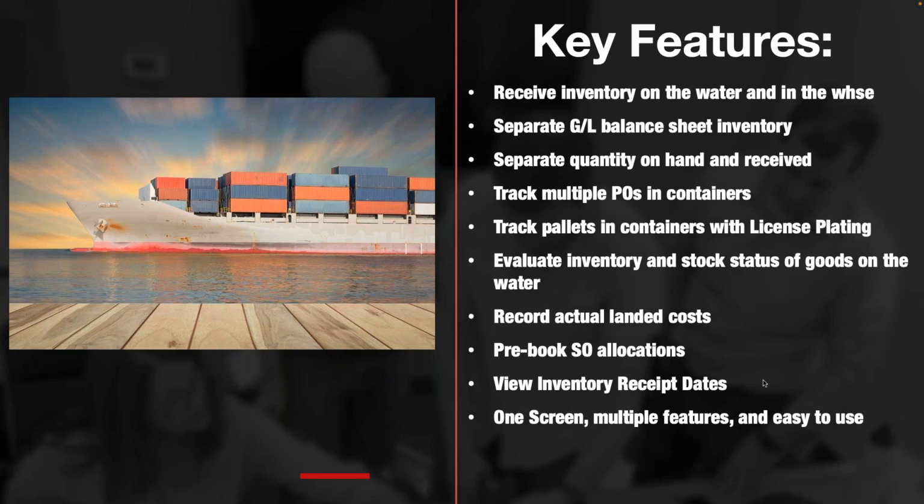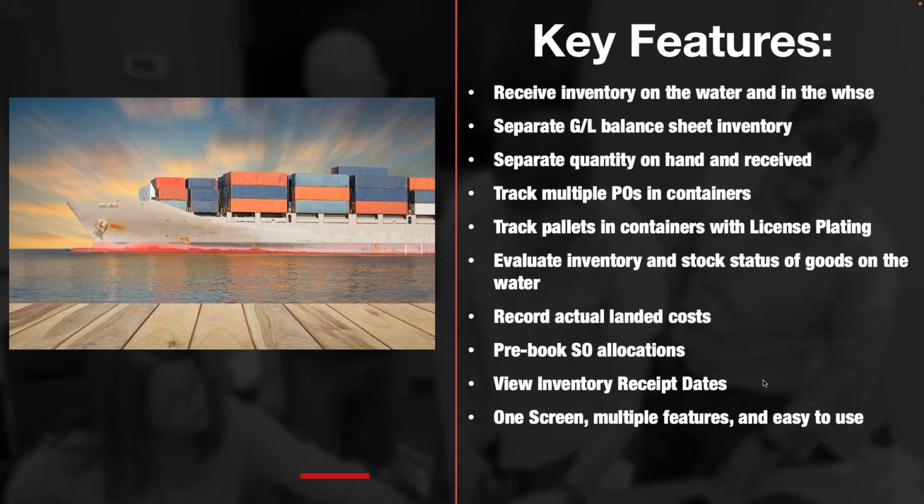It lets you evaluate inventory and stock status goods, so you know what's on the water versus what you're expecting to come in, and it'll let you estimate landed costs. Now, one of the nice features is there's estimated landed cost and actual. With estimated, we always estimate probably higher than it's going to be, but you might get surprised once in a while that the actual landed cost is much lower than what you originally attributed.